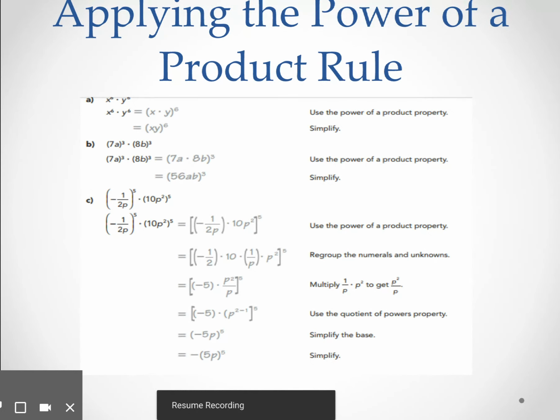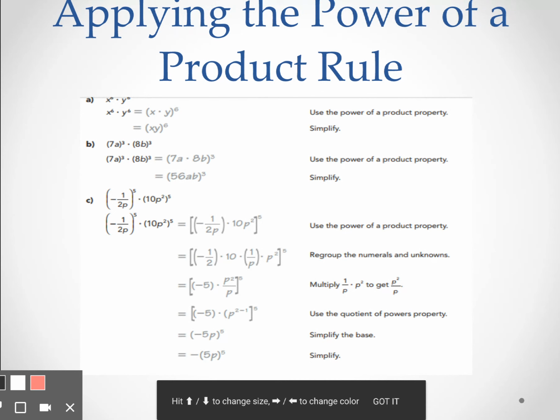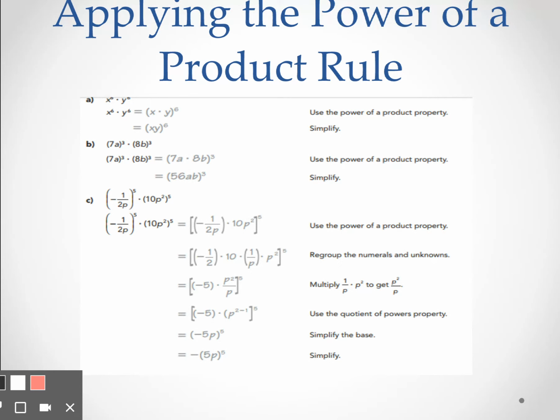Here we have some more practice applying the power of a product rule. We're incorporating variables and coefficients, and there's a couple extra steps in here. Just our first example, we have x to the 6 times y to the 6. Same thing, different bases, same exponent. So you are going to multiply the bases together. Because they're variables, all you do when you multiply is keep them as x, y, because we don't know the values. We can't combine them.